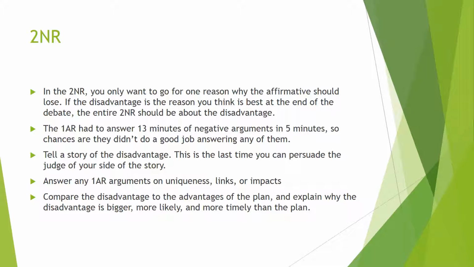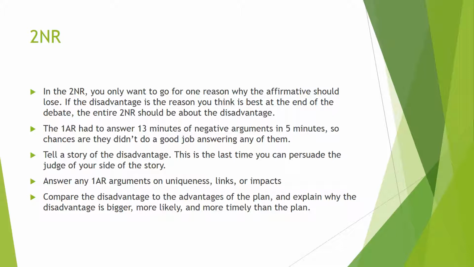In the 2NR, you only want to go for one reason why the affirmative should lose. If the disadvantage is that reason that you think is best at the end of the debate, the entire 2NR should be about the disadvantage. The first affirmative rebuttal had to answer 13 minutes of negative arguments in only 5, so chances are they didn't do a good job of answering any of them.